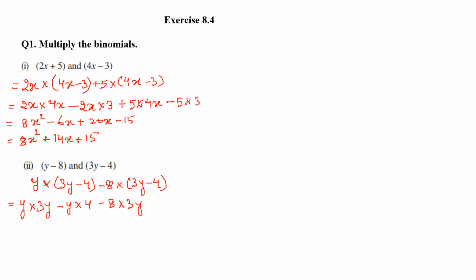And as before the bracket there is a minus sign, so minus and minus will become plus 8 multiplied by 4. When there is a minus sign you have to be a little bit careful. Now y into 3y will give 3y square, minus 4y, minus 24y, plus 32. Now minus 4y and minus 24y both are like terms, so let's combine them. Minus 4 minus 24 will give me minus 28y, plus 32. So this is the second answer.